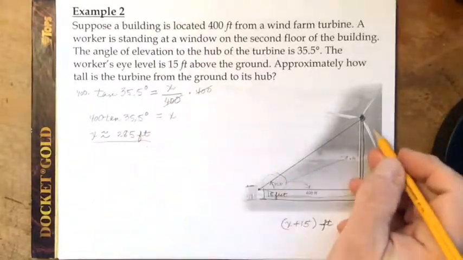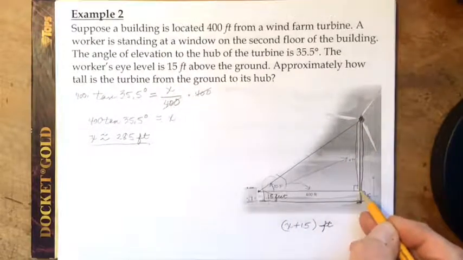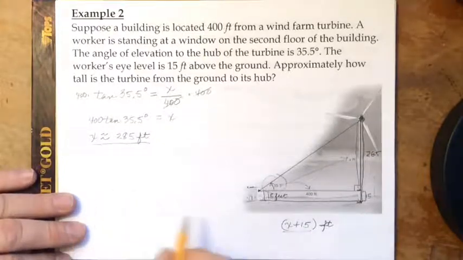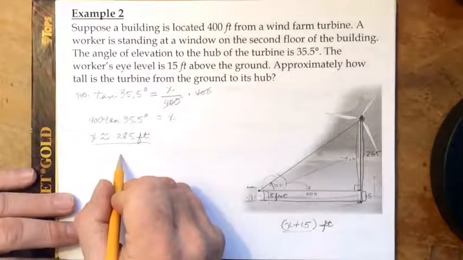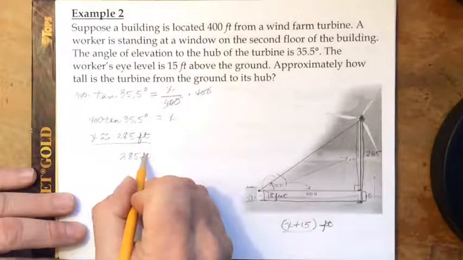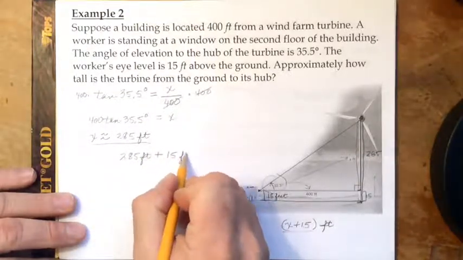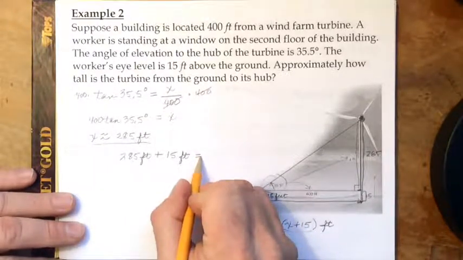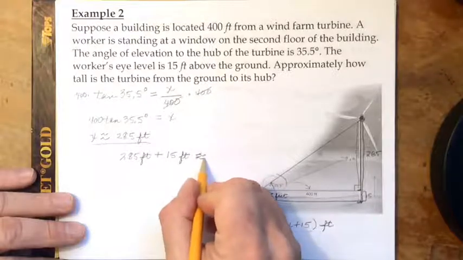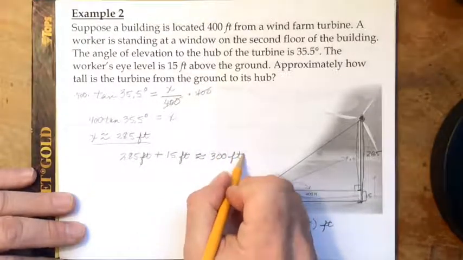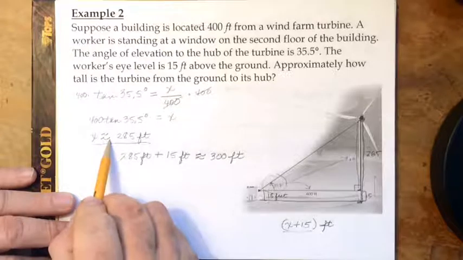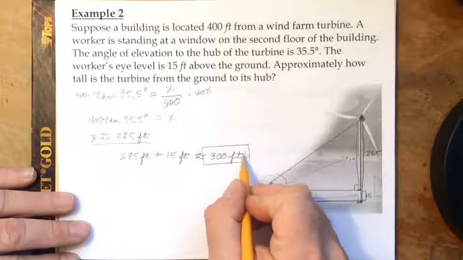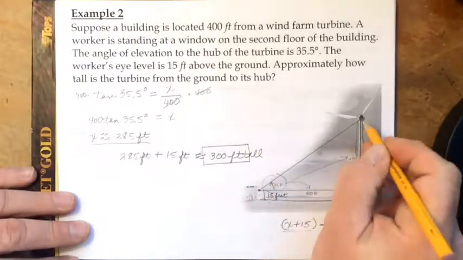So 285 feet is from here all the way down to that line of sight. Now all we need to do is add the 15 feet. So we have x, which is 285 feet, plus 15 more feet, and this gives us the height of that windmill. And that gives us about 300 feet. Once you start approximating right here, then everything subsequent to that is approximation too. So anyway, it's 300 feet tall from the ground all the way up to the hub.